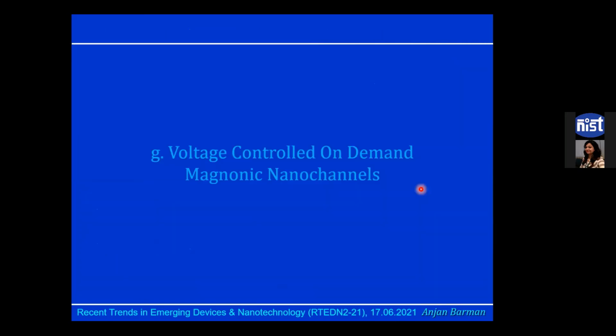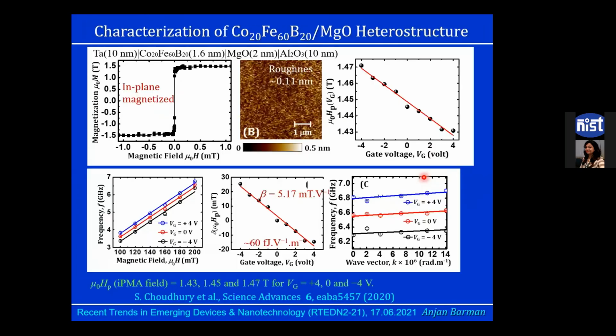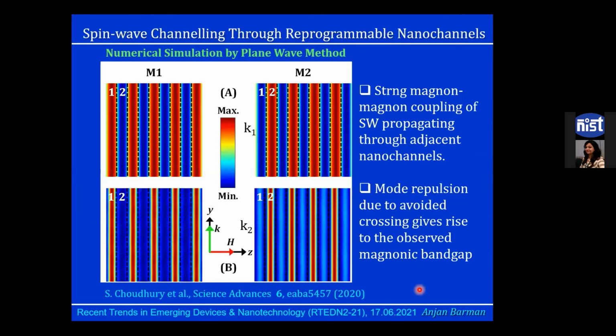And finally, we did this voltage controlled magnetic nanochannel by using something called voltage controlled magnetic anisotropy, but I do not want to describe this. If you are interested, you can read this very recent paper in Science Advances, where we developed a device using voltage controlled anisotropy.